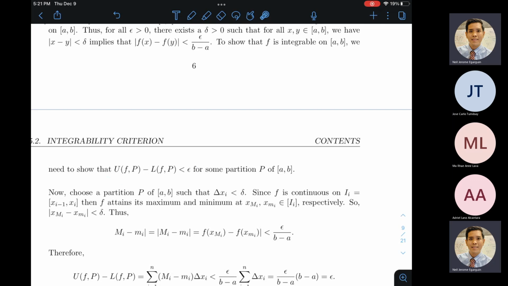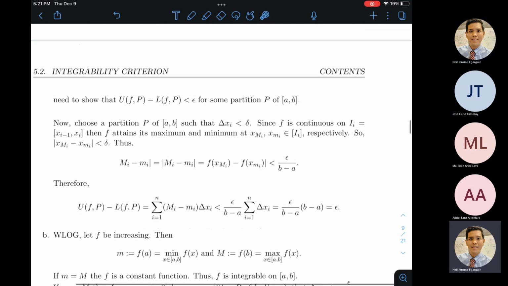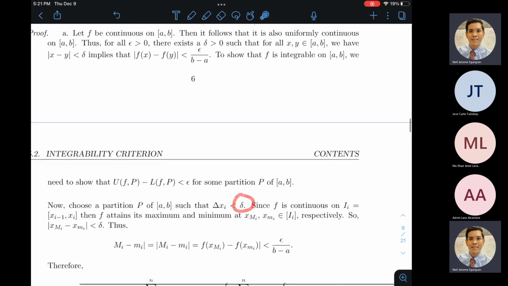Ngayon, gagamitin ko yung pagkakaroon ng delta, alright? Na response dun sa challenge na epsilon over b minus a. Now, I will choose my partition P na kailangan para sa Theorem 5.1 to be a partition inducer such that the delta x sub i, or the difference between two consecutive elements of the partition inducer, is less than delta. The delta that we have gotten from the epsilon challenge dun sa uniform continuity. All right?